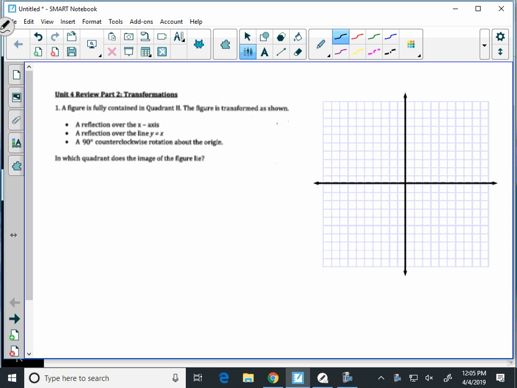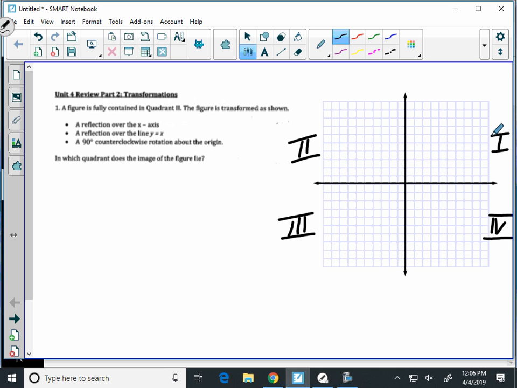Which one's quadrant 1? Yeah, the top right. This is quadrant 1. And when we label our quadrants, do we go counterclockwise or clockwise? Counterclockwise. So this one would be quadrant 2. This one's quadrant 3. And this one's quadrant 4. Then you make a C when you label your quadrants. Alright? And it's fully contained in quadrant 2.